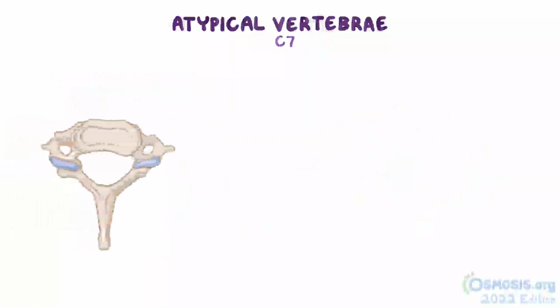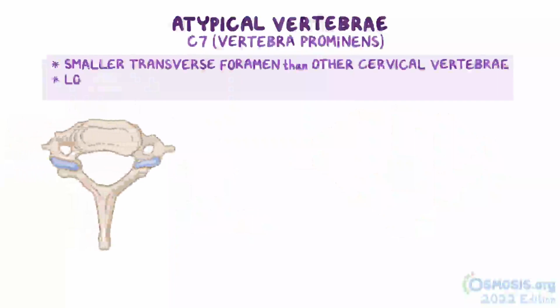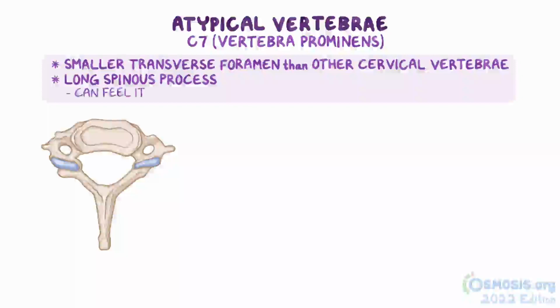Finally, C7 has a smaller transverse foramen than the other cervical vertebrae, and it's also called the vertebra prominens due to its long spinous process. In most people, it is the most prominent spinous process, and you can actually feel it if you run your finger and press along the midline of the back of your neck.